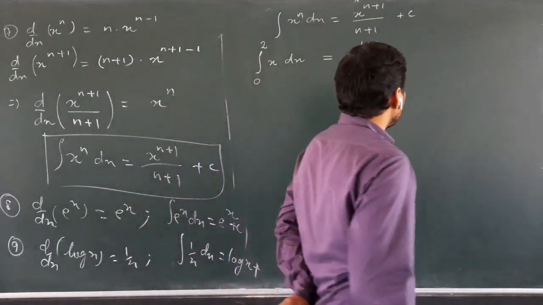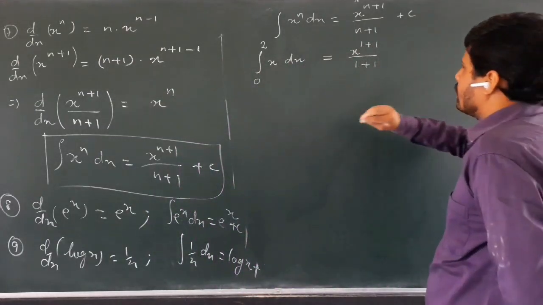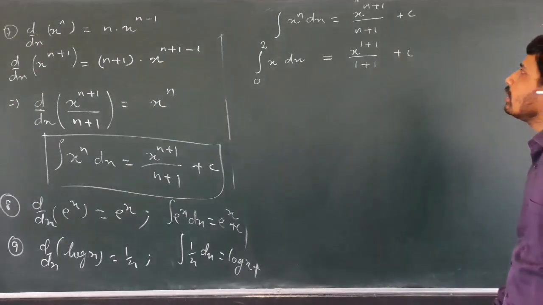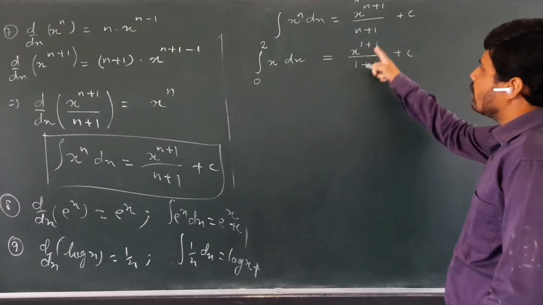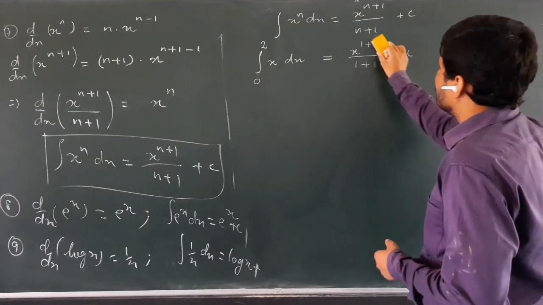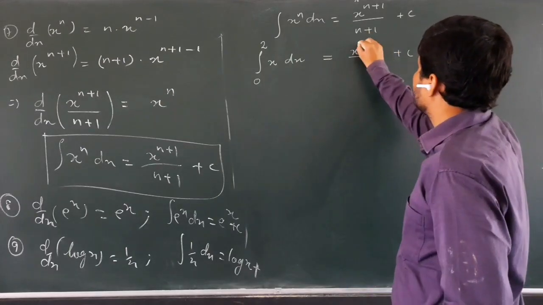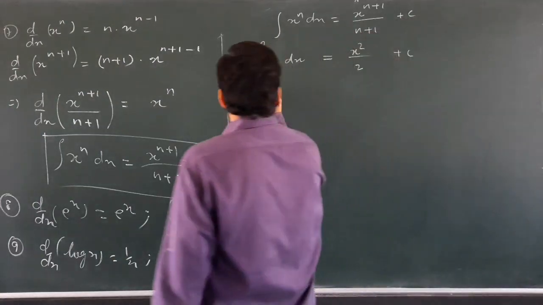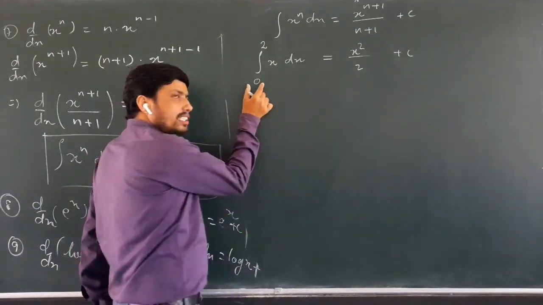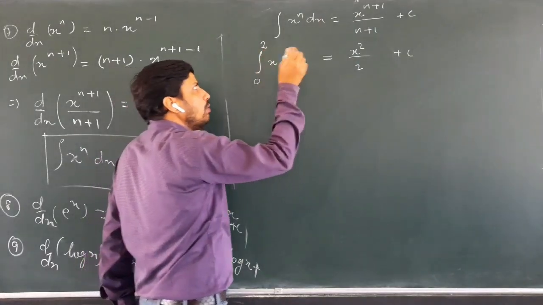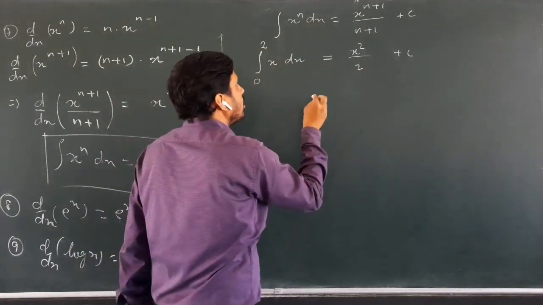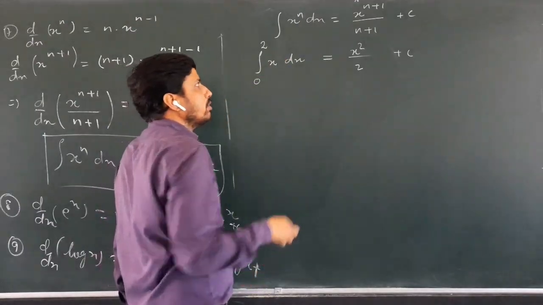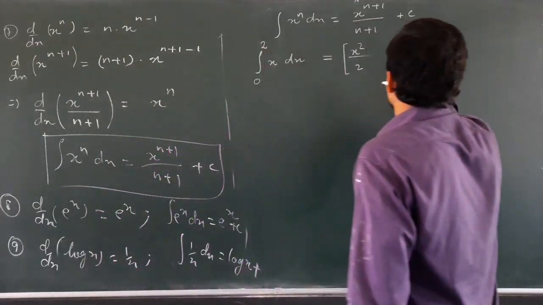See, it's not necessary to put this c here. I'll explain you why. Or let me write plus c, no problem. So this becomes how much? X square, and here 1 plus 1, 2. So x square by 2 plus c. Now the limits are from 0 to 2. This is the initial value, this is the final value. We will first put final value, then we'll put initial value, and then we'll subtract them.